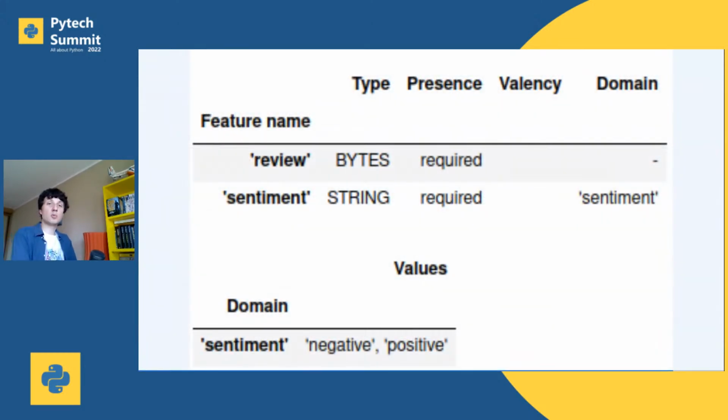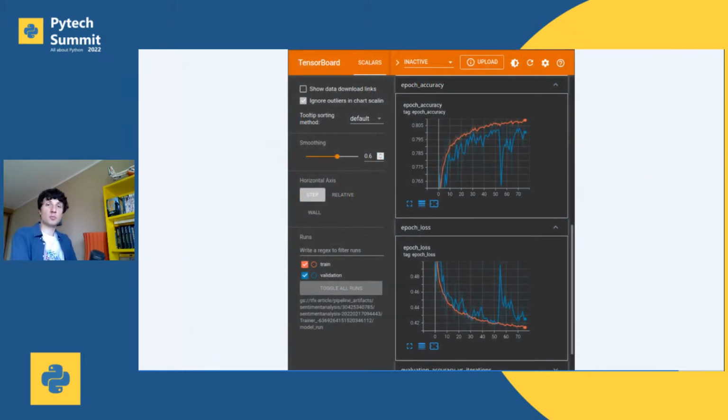This is the schema that was automatically generated by TFX. You can see that it figured out that the reviews and strings and sentiment are strings, and that the sentiment is an enumeration that just has negative and positive enumeration possibilities. You can use TensorBoard to track how your model is training in real time. You can view those training curves, the accuracy per epoch or loss per epoch as the model is training in real time.